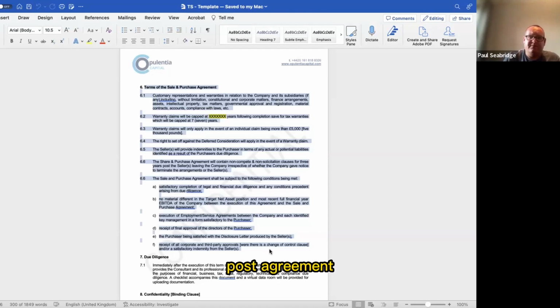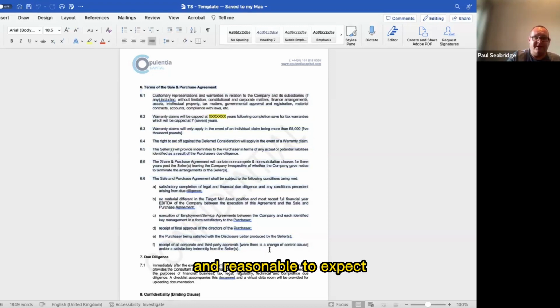And the sale and purchase agreement will contain non-compete, non-solicitation clauses for usually a period of 3 years post the seller leaving the company, irrespective of whoever gave the notice, because at the end of the day, you wouldn't want to buy the business, the seller to leave and then set up in competition with you. I think that's fair and reasonable to expect.